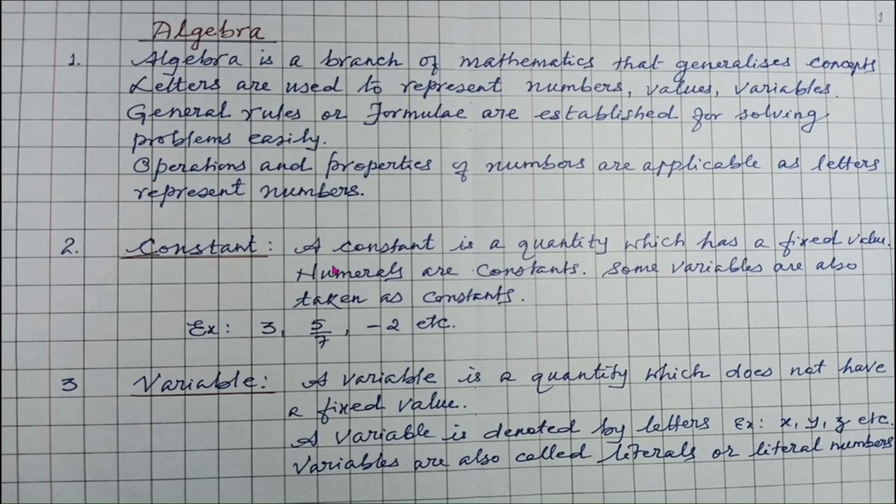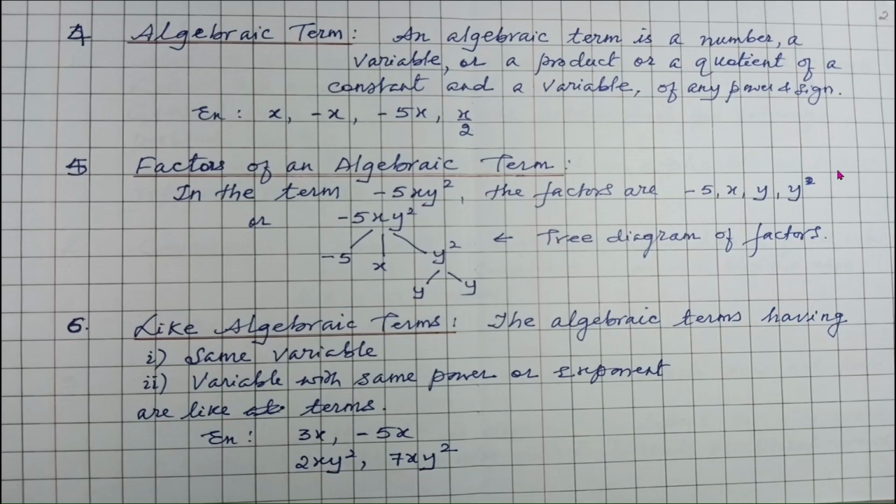Now, a constant. A constant is a quantity which has a fixed value. Numerals are constants. Some variables are also taken as constants. Now 3 is a constant because it has a fixed value. So also -2 is a constant, because it has a fixed value. A variable is a quantity which does not have a fixed value. A variable is denoted by letters x, y, z, etc. Variables are also called literals or literal numbers.